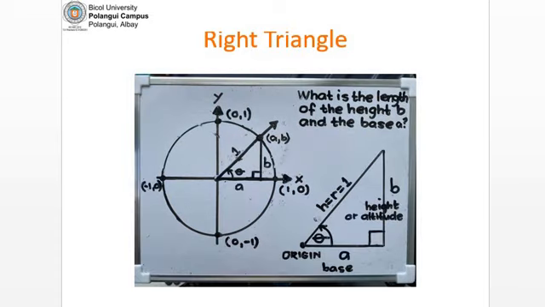Next, what do you think is the length of the height and the base of the triangle? The altitude or height is the opposite side of the angle theta, while the base is the adjacent side of the triangle. As you can see from the figure, the height is the same as the y-coordinate and the base is the same as the x-coordinate. Therefore, the x-coordinate is a and the y-coordinate is b.